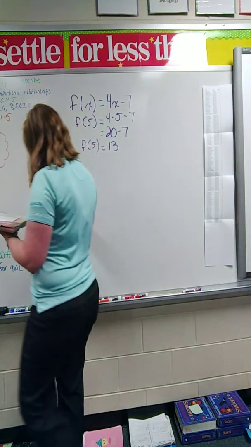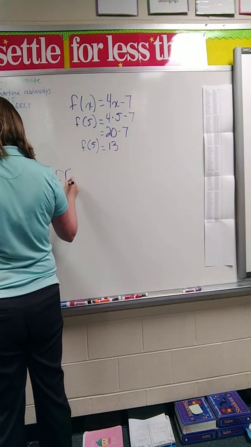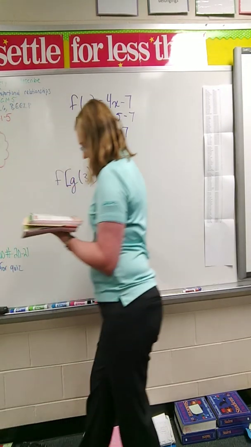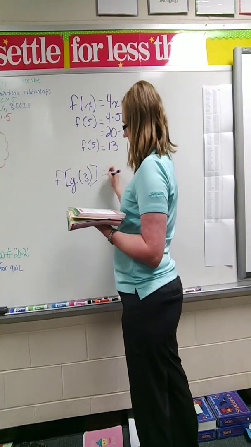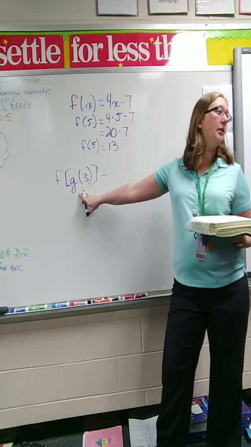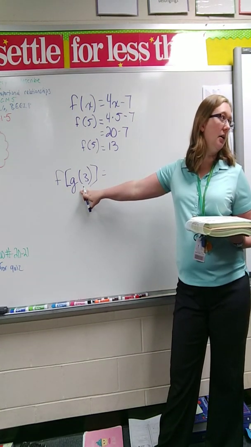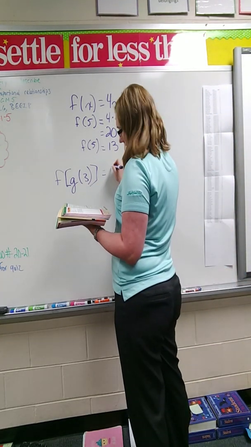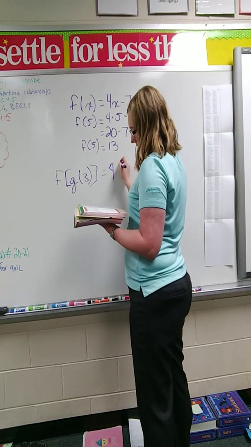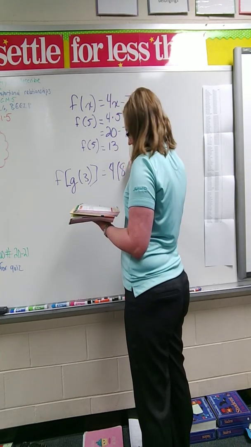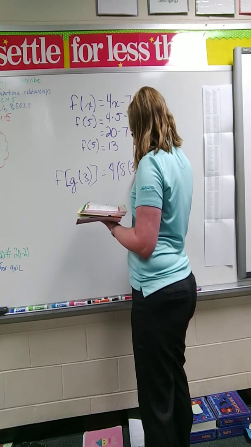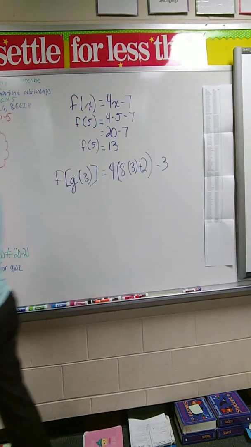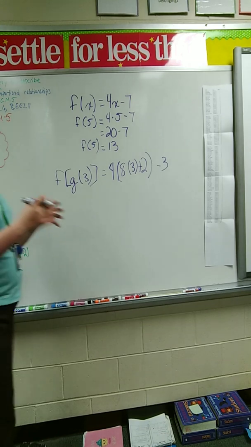If we were doing the function f of g of 3, what we would do here, instead of an x, we're going to put our function g in that x spot, where g equals 3. So we would have 4 times 8 times 3 plus 2, minus 3. So what you do is you fit one function within the other function.